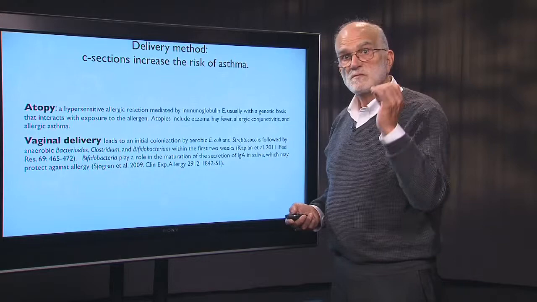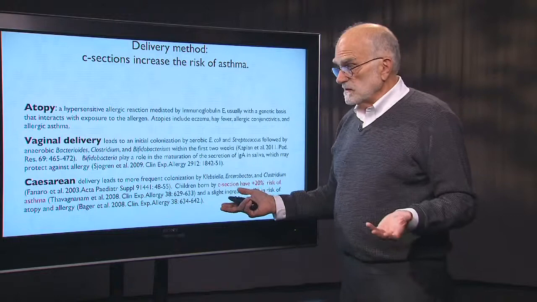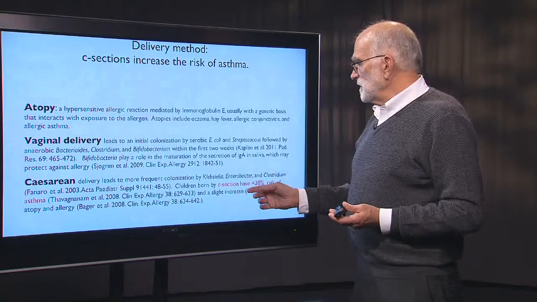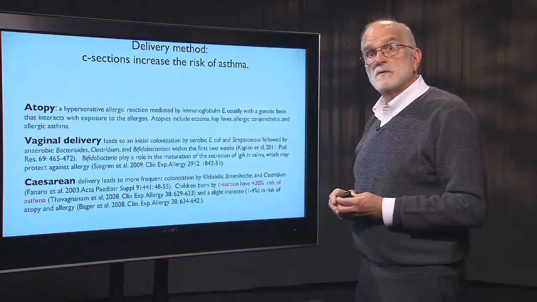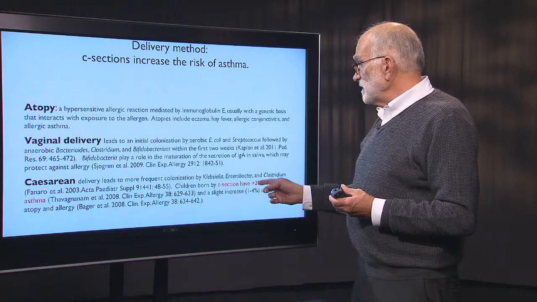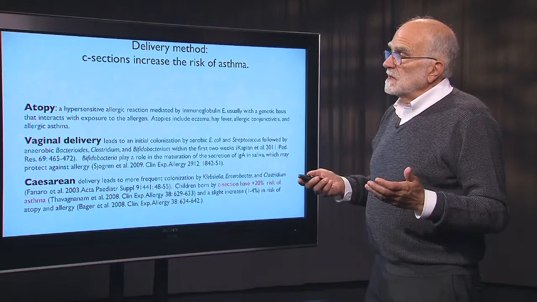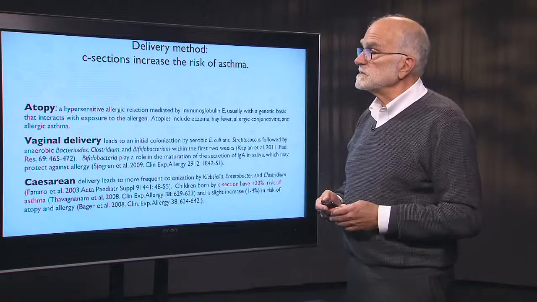In a cesarean delivery, things are much more hygienic. Then other kinds of bacteria, Klebsiella, Enterobacter, Clostridium, invade. Clostridium can cause quite serious diarrhea. And children who are born by C-section have about a 20% increased risk of asthma. So these sorts of interventions, which make a lot of sense, especially if mother's health is at risk, have downstream consequences.